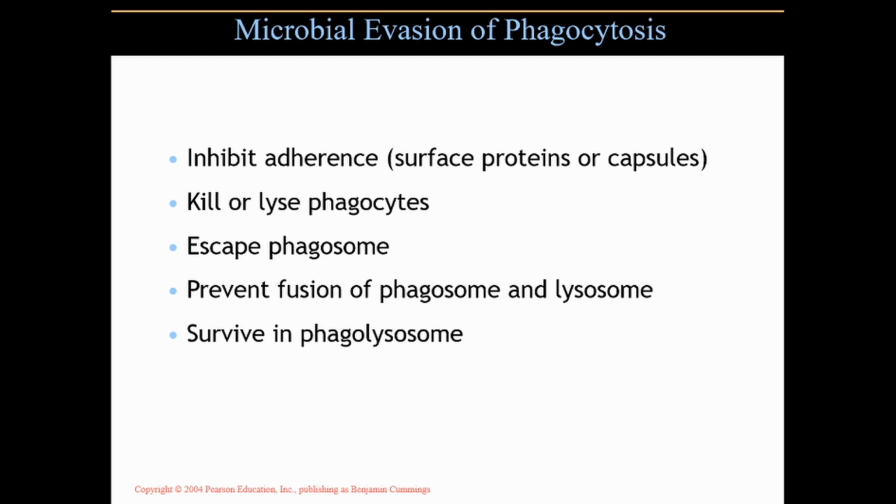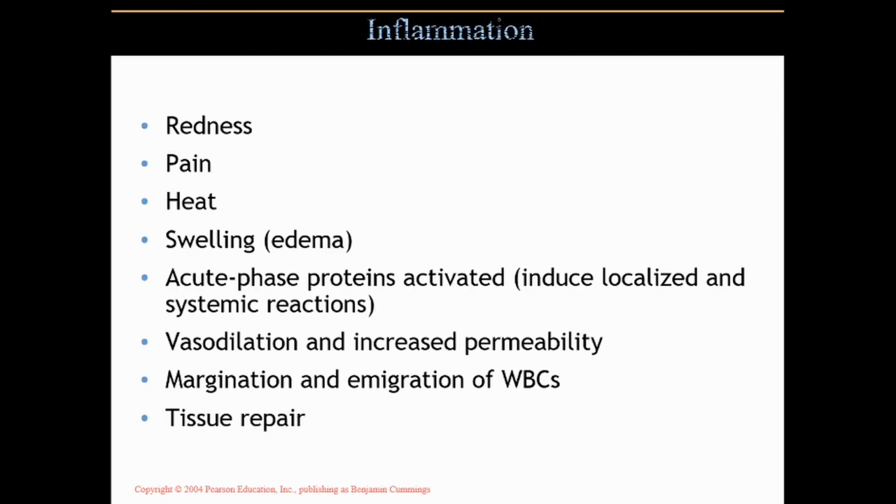So the bacterial cell is in a phagosome. He kicks back and relaxes and says, well, there's no need for me to worry because I can prevent the fusion of the phagosome and the lysosome. So then it can't be broken down by the hydrolytic enzymes. And some of them, because of the capsules that they produce, for example, can even survive in the phagolysosome where the enzymes do nothing to the bacterial cell. So these are ways that they can evade or escape phagocytosis and its effects.